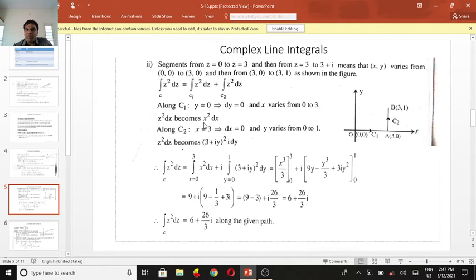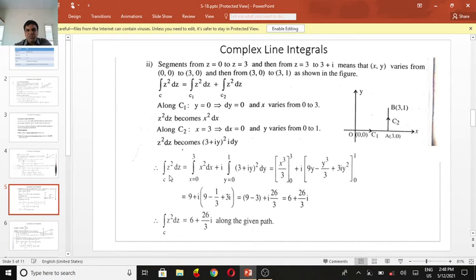Also, what does z square become? It is x square dx, so we replace z with x, giving x square dx. So the first curve is over C1. Now along the curve C2, x is 3. The derivative of 3 is 0, means dx is 0. So for the curve C2, y varies from 0 to 1. Now z square becomes, x is 3 because we are integrating along y, so z square becomes (3 plus iy) whole square. So I am substituting in the given problem.